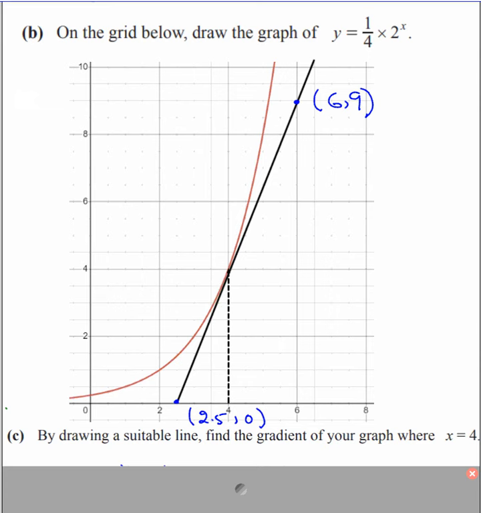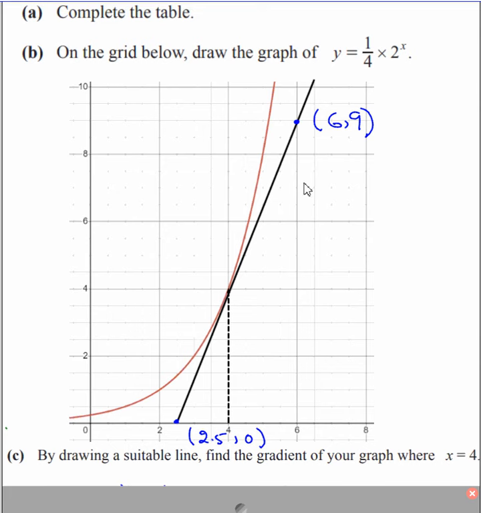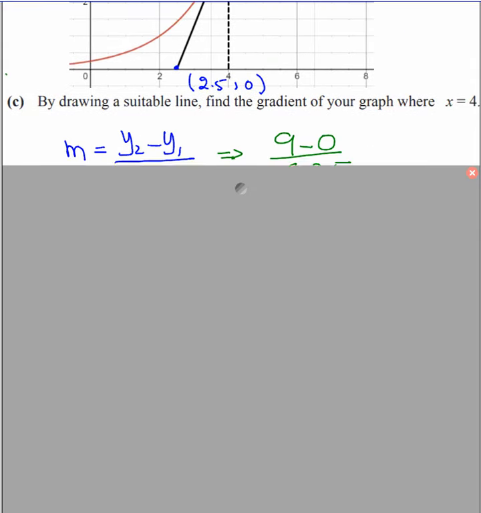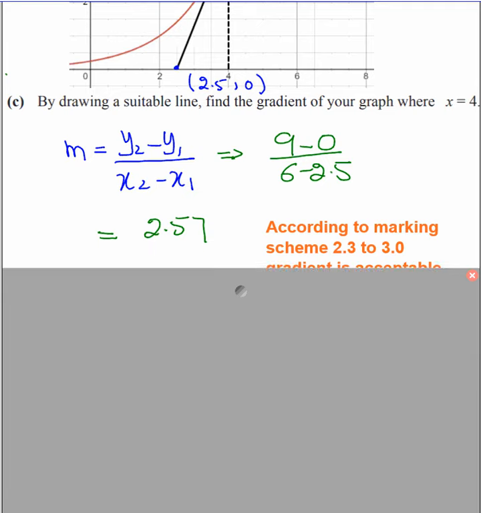After drawing the tangent, I have picked up these 2 points because they were easy for me to read. Mostly we do not pick the point at which we are finding the tangent. So we take one point on this side and another point on this side. And now you know the formula for the gradient: y2 minus y1 over x2 minus x1. So I'm plugging in the values of those points.